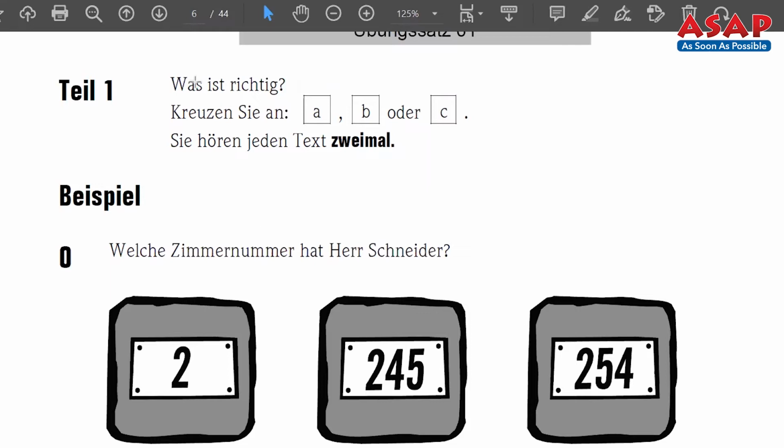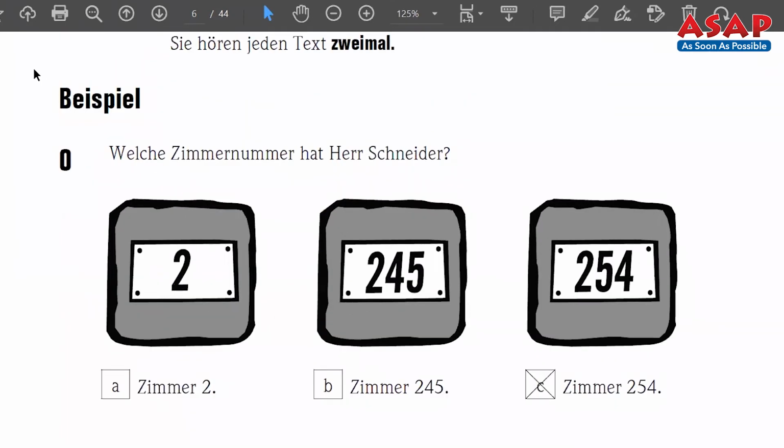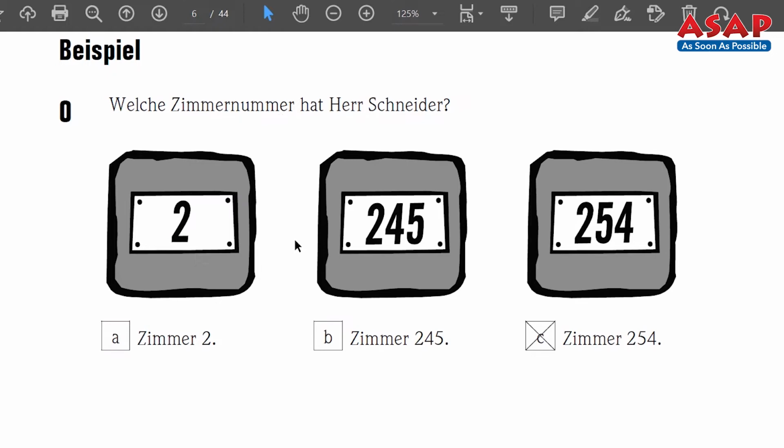And you understood was is richtig. The question will be what is the correct answer, A, B or C. Now let's check how is it. Say a sample. Beispiel means example. So welche Zimmernummer hat Herr Schneider? Which room number has Mr. Schneider? So it is Zimmer 245 or Zimmer 254.